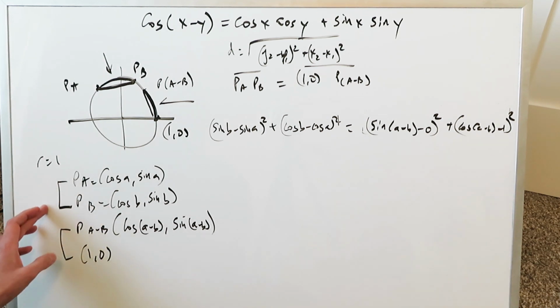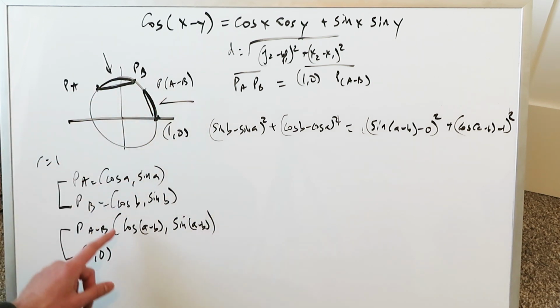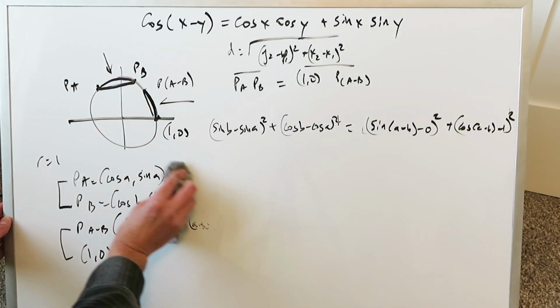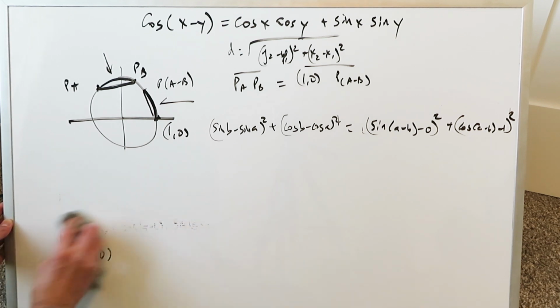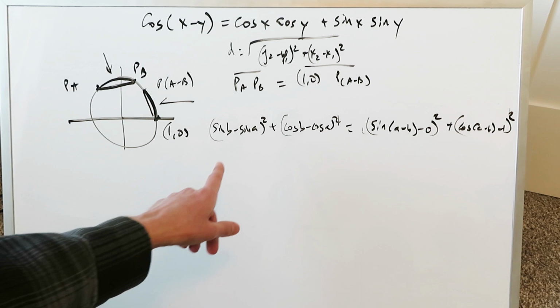So I'm going to erase all of this you see over here. You know this: point A, point B, the coordinates. Point A minus B, the coordinates. And 1, 0, the coordinates. We'll erase all of this. Everything here, the radius is equal to 1. Unit circle with a radius of 1. We have to open all of these.